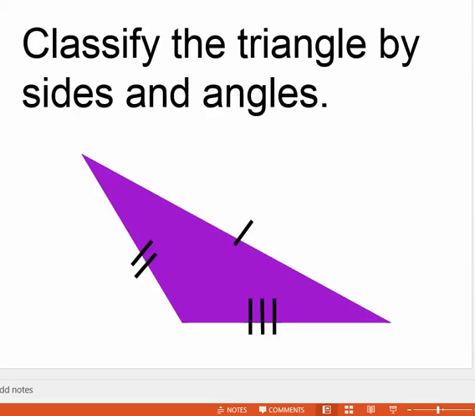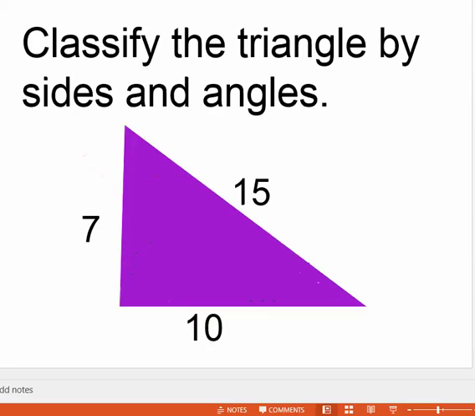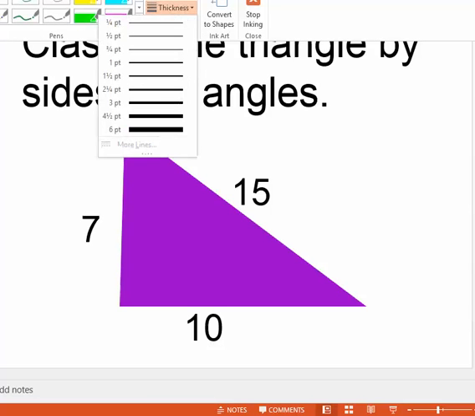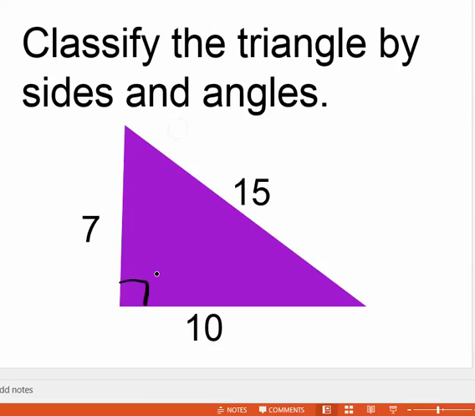Triangles by their sides. You'll notice all three are different, so it is a scalene triangle. Classify triangles by sides and angles. Once again, 7, 10, and 15, all three are different lengths. But you'll also notice we can look at the angles. And the largest angle appears to be right here. That's a 90-degree angle. So therefore we would say this is a right scalene triangle.